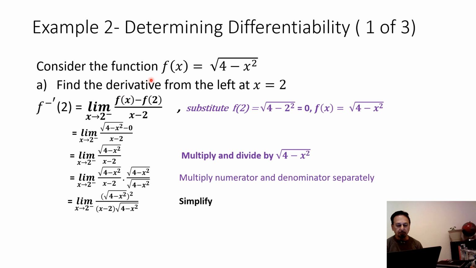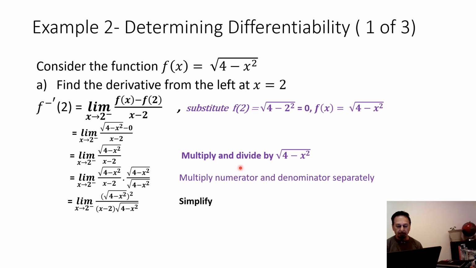Example 2. Consider this function f of x equal to square root of 4 minus x squared. Find the derivative from the left at x equal to 2. So the derivative from the left at x equal to 2 is limit as x approaches 2 from the left of (f of x minus f of 2) over (x minus 2). Now substitute f of 2, which is square root of 4 minus 2 squared, equal to 0, and f of x equal to square root of 4 minus x squared. So this becomes limit as x approaches 2 from the left of (square root of 4 minus x squared minus 0) over (x minus 2).